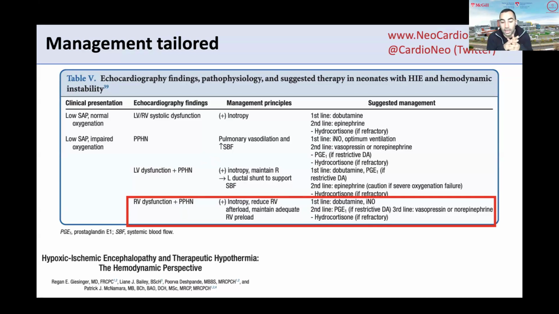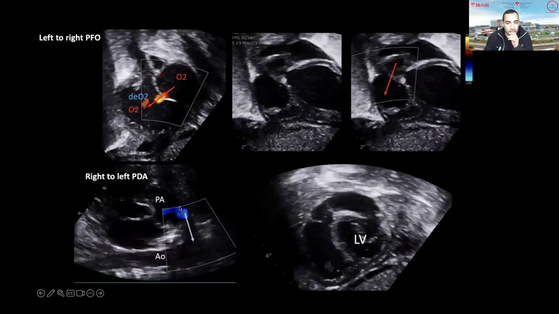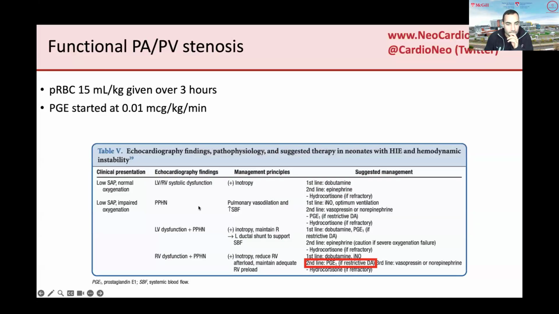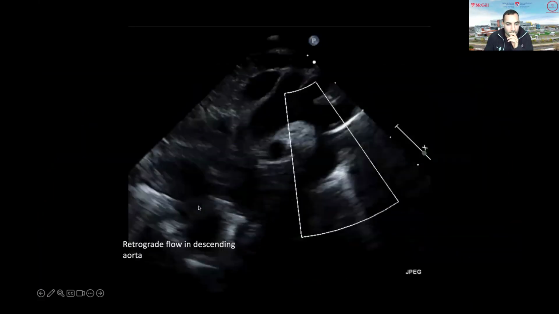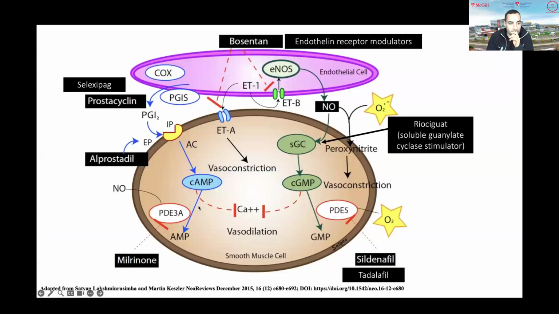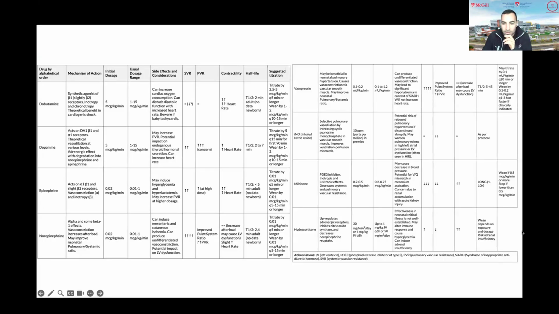In fetal lambs with PPHN, I don't know if I put the slide here. Let me see. Many different slides. So in fetal lambs, no, that's a vein of Galen malformation. Did I put hydrocort? Yes.